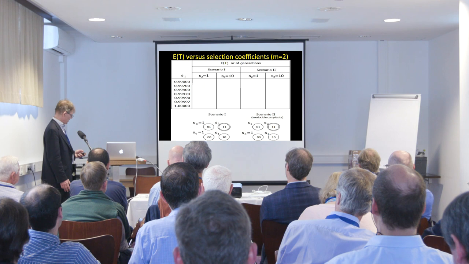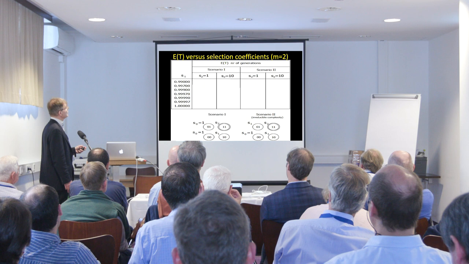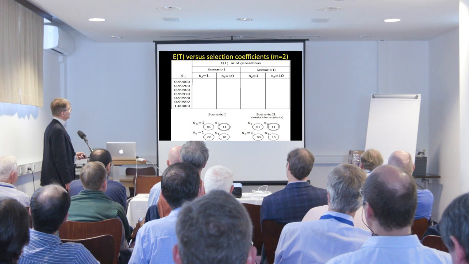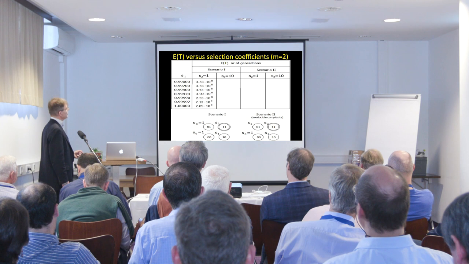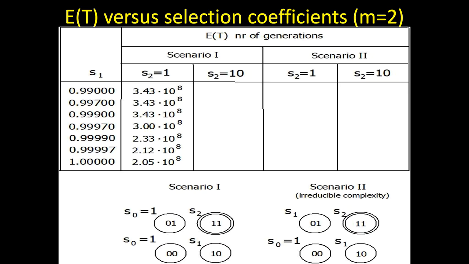So let's start with scenario one, when the final state is neutral. So we start with neutral and we end with a neutral model, but one possibility of the intermediate state is deleterious. In this case, we start with 200 million generations, and when we make these states more and more deleterious, the waiting time increases by like 60-70%, and then it stabilizes, because after a while, S1 gets so small that this route is blocked, but we can still take this other route.